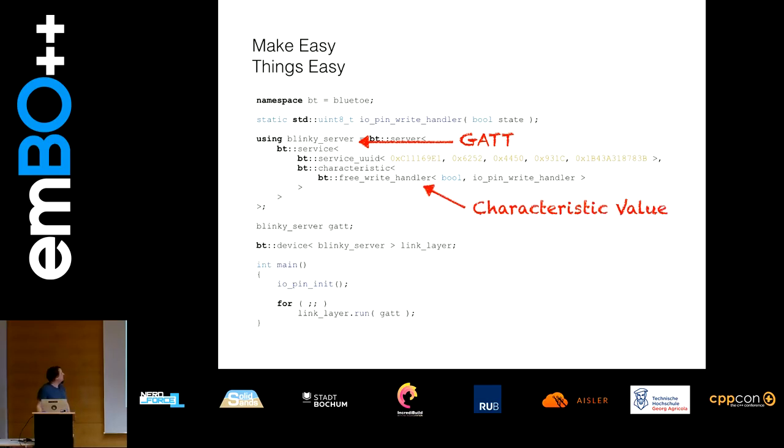This implies connections to how to write characteristic values, and we have a link layer that's a layer below the GATT table, and this will not be a part of this presentation. So this is a pretty small code size, I think.